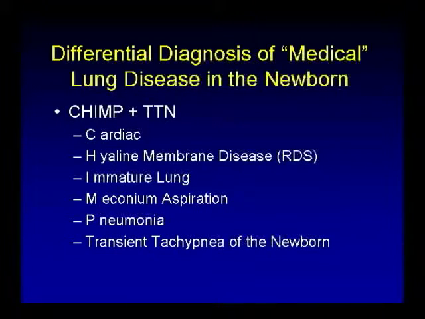Now, not all of those fit in the same patient. Obviously, immature lung and hyaline membrane disease are going to be seen in preterm infants, meconium aspiration in post-term infants.